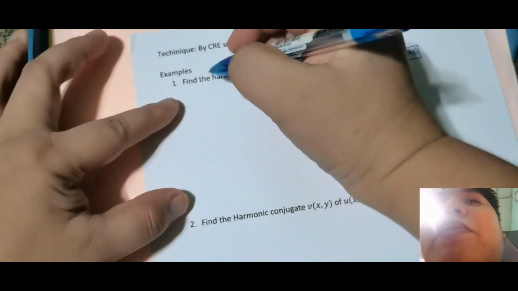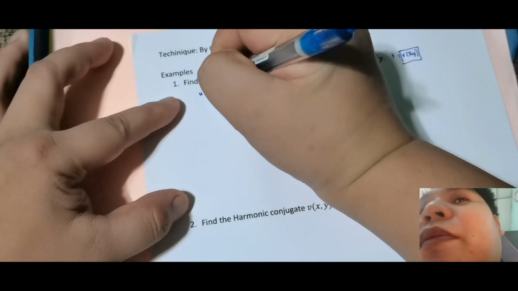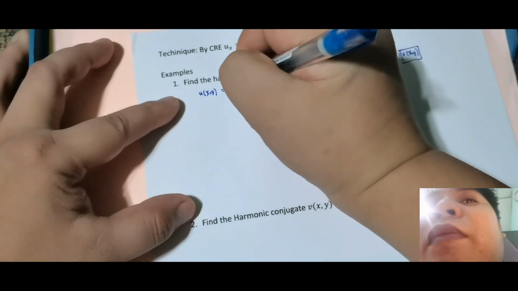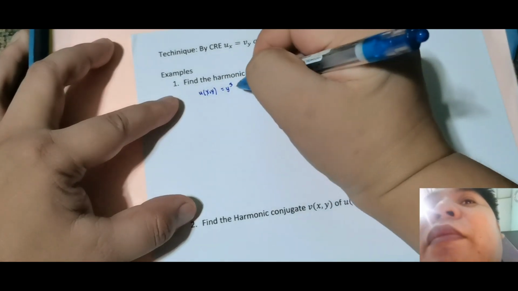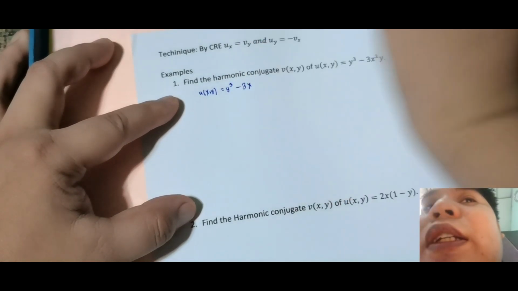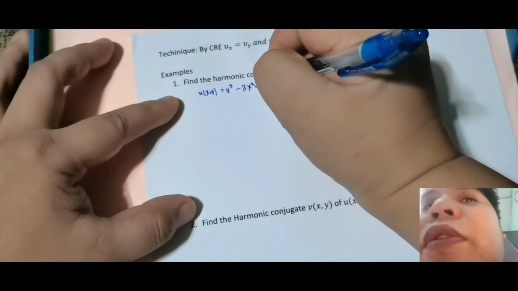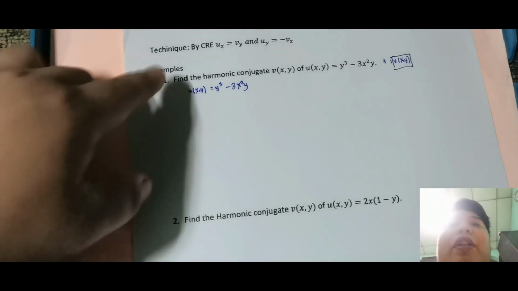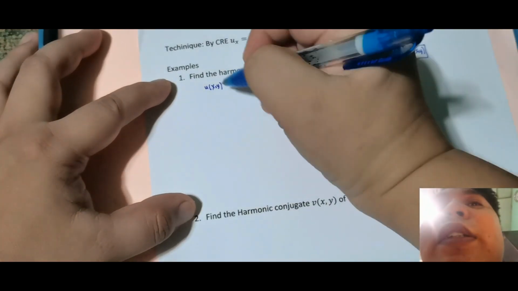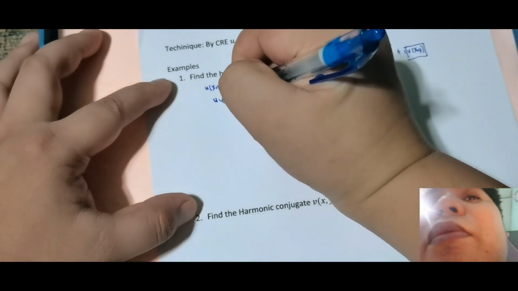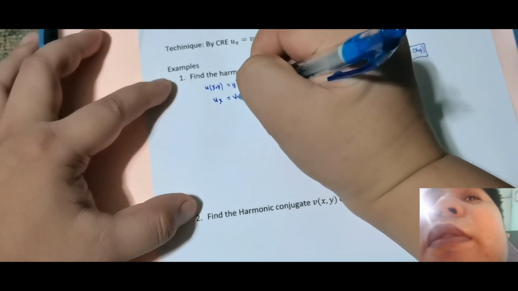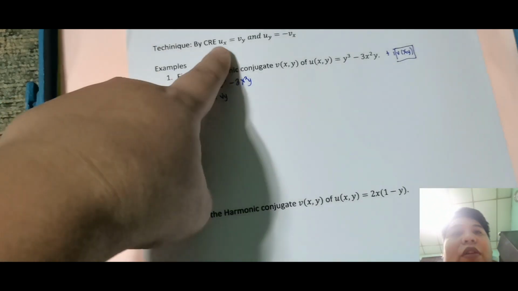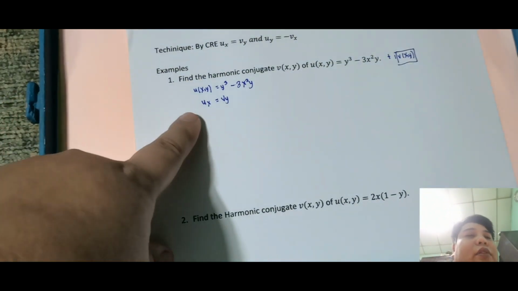Aware tayo na yung u of x, y is equal to y cubed minus 3x squared y. Tama. So, ayan. Kunin natin yung partial of u with respect to x equals sa partial of b with respect to y. So, ayan yung una nating goal. Okay, so ito una kong gagamitin.